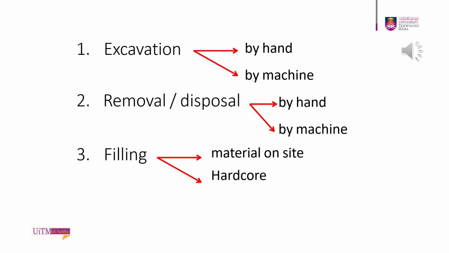This slide breaks down the three main earthwork activities into their methods or material types. For excavation, the work can be done either manually, using hand tools, or mechanically using excavators. For removal and disposal, soil can also be transported out manually or by machines such as dump trucks. For filling, the material used may come from soil already available on site, or it may require imported materials such as hardcore. These distinctions help us understand how different methods affect cost, time, and productivity on site.